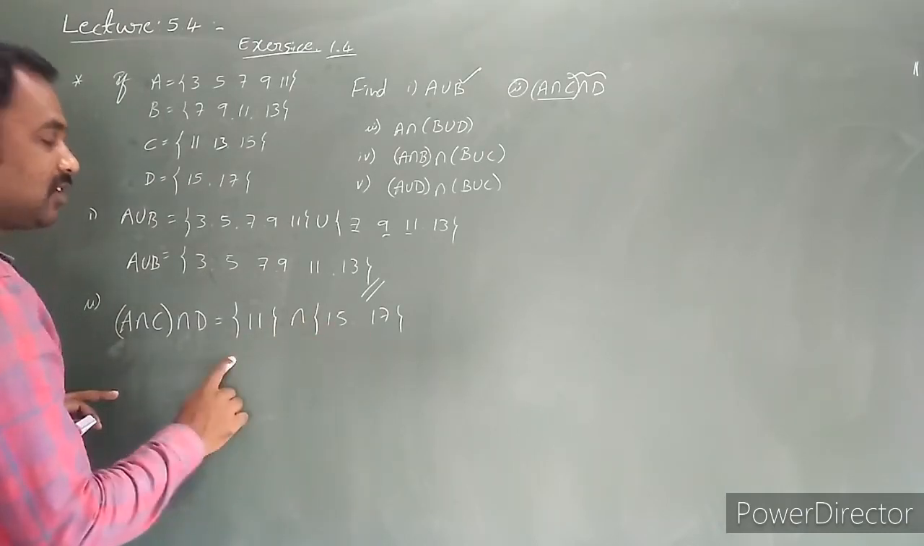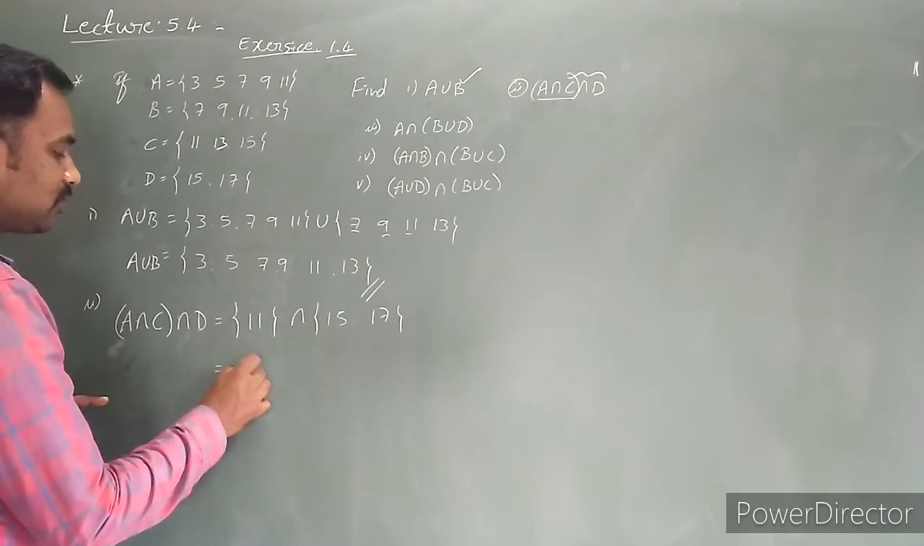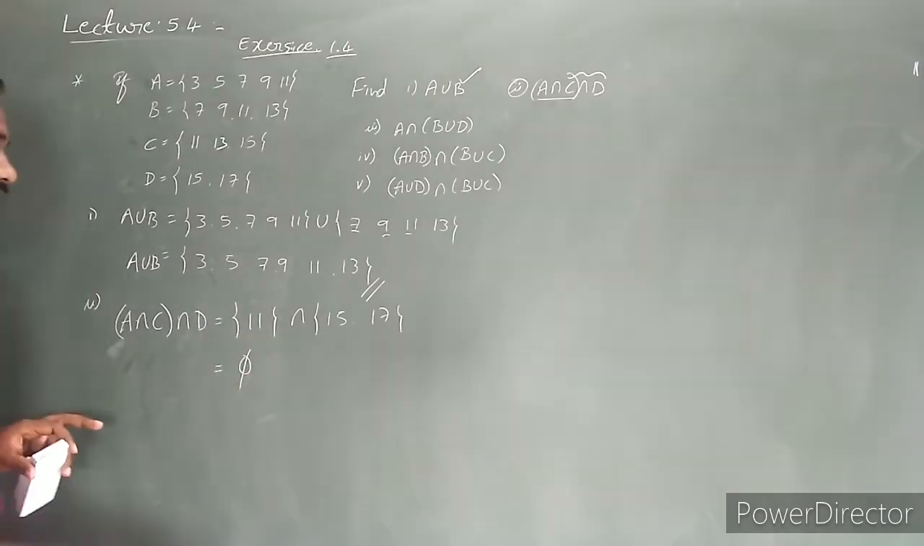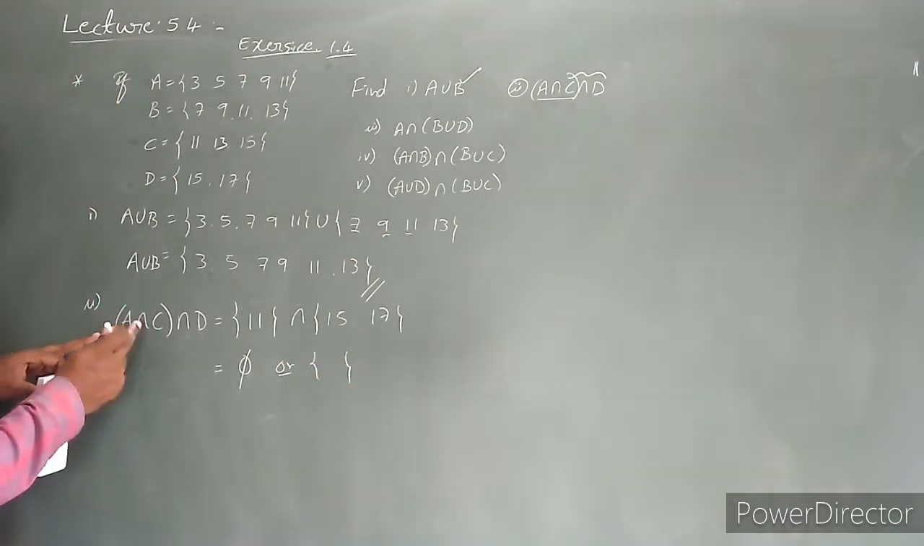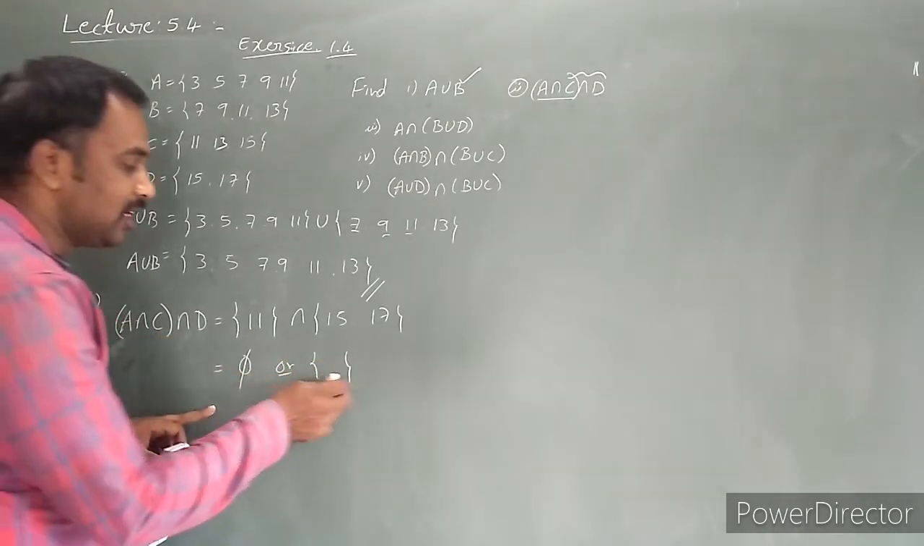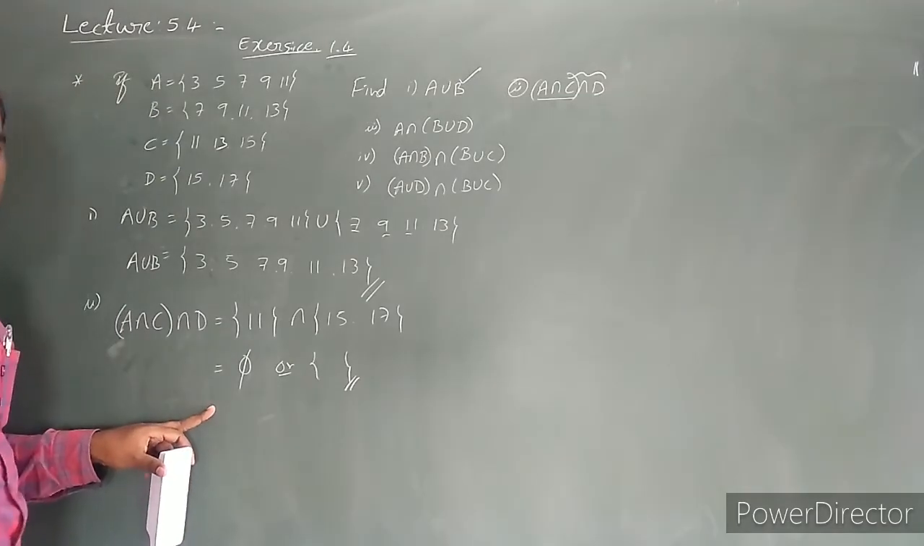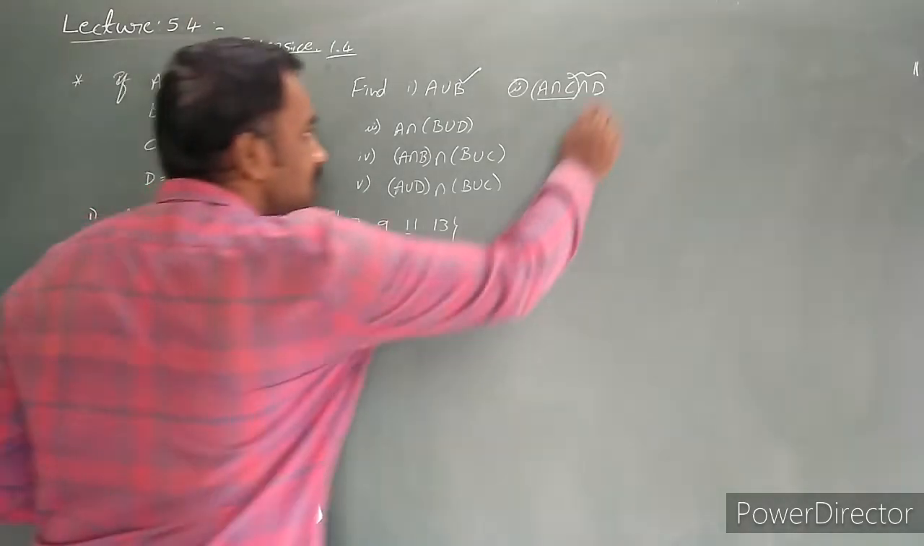What is the common element between these two sets? There are no common elements. That is nothing but the null set. This operation value is how much? Then we get a null set. Is that clear? The second one is over.